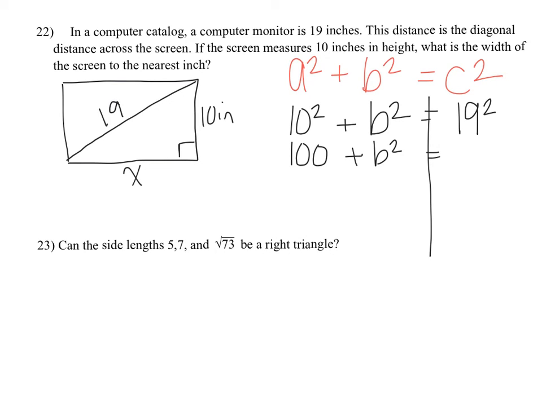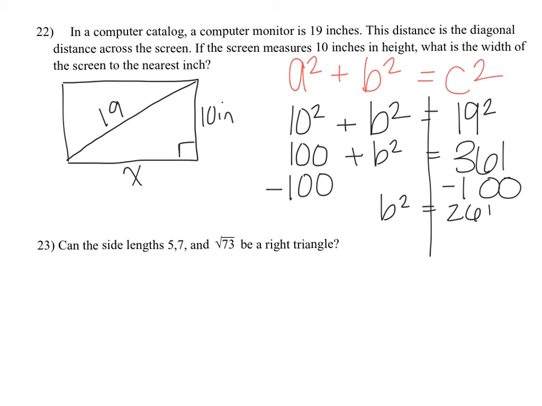19 squared is 361. Well, the whole idea is to get the variable by itself. We need to start taking away the easiest things to get rid of. This time, this is the difference between 21 and 22. Subtract 100 from both sides. So I have b squared equals 261. I would like to get the b by itself.